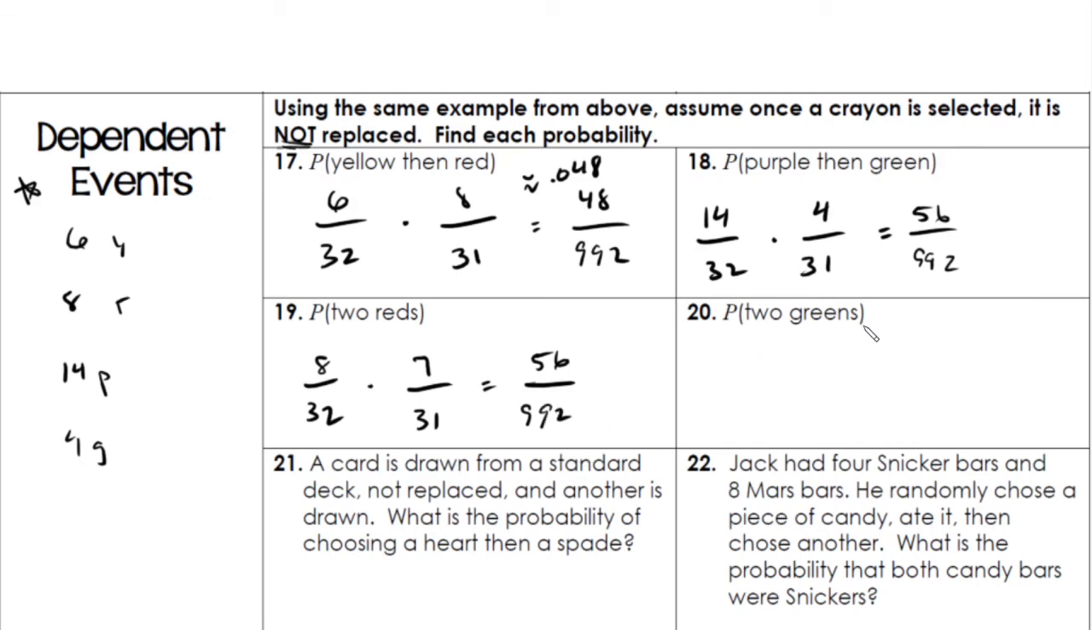Next up, 2 green ones. There are 4 greens to begin with, and then after you take one out, now there's only 3 of them out of the 31. Pretty low chances here.